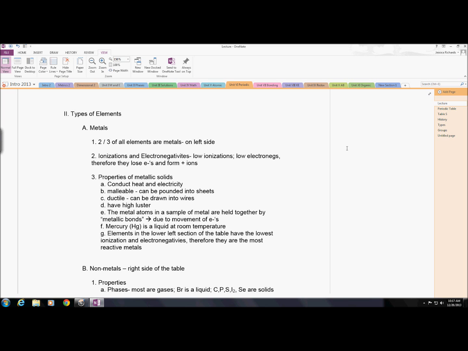A lot of times they will refer to metals as being positive ions immersed in a sea of mobile electrons. Those mobile electrons move from atom to atom, pulling heat, pulling electricity with them, and they move so fast they're bouncing light off, which gives them their luster.